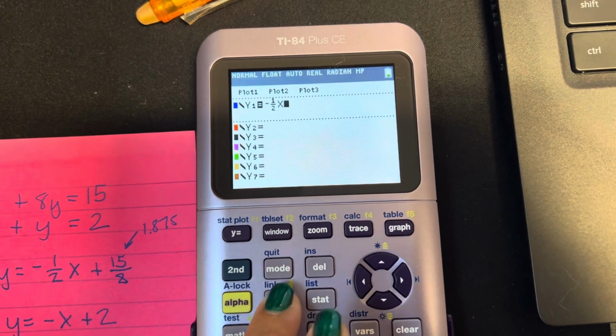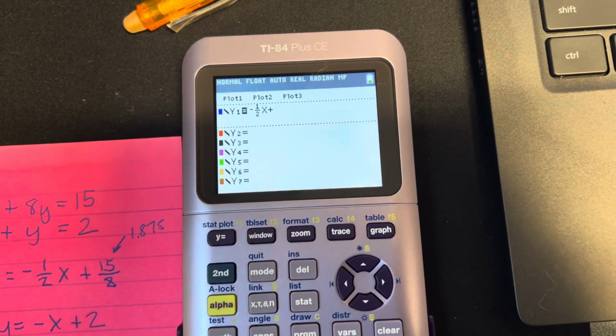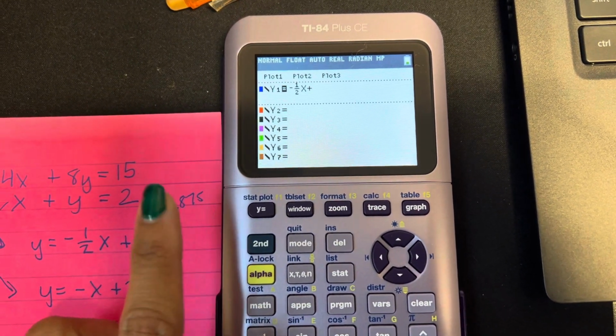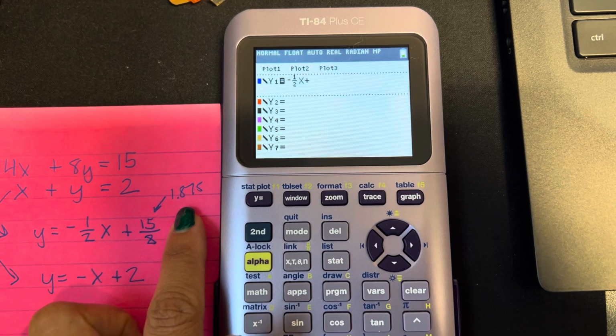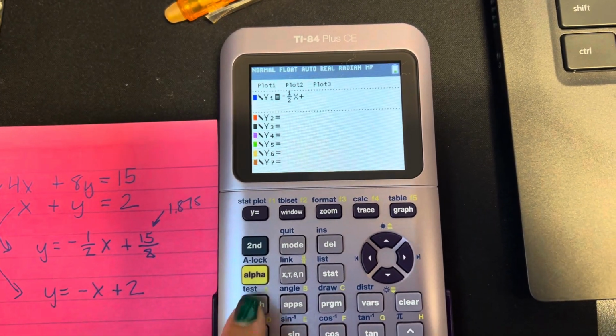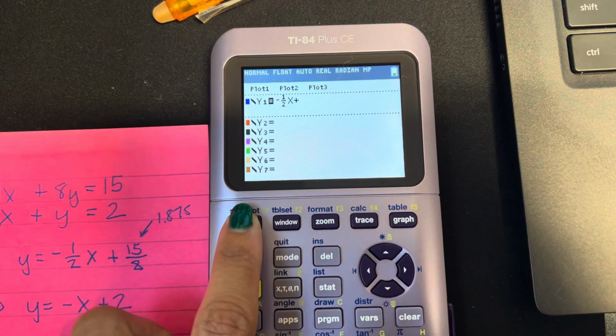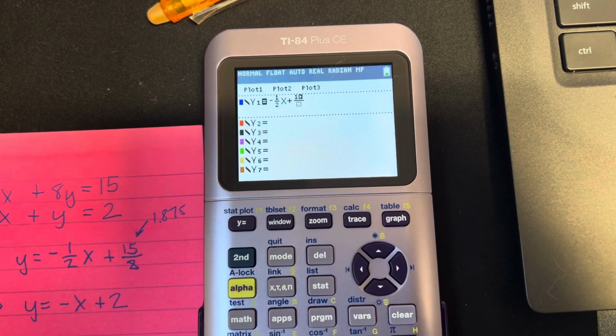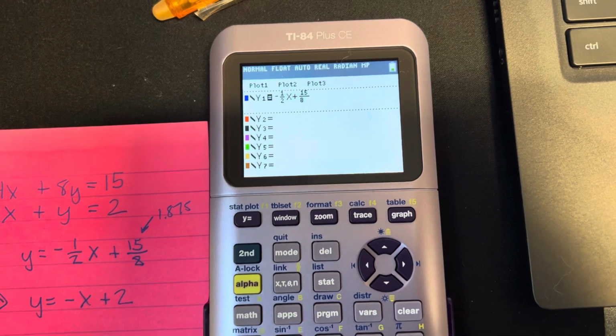Okay, so then we need an x and then a plus another fraction. We have 15/8. That also is 1.875. So you can write it as a decimal if you'd like. You should get the same answer. I'm going to go ahead and do this just for the sake of us practicing how to do the fraction in here. Press enter, and then you're going to fill in 15/8.